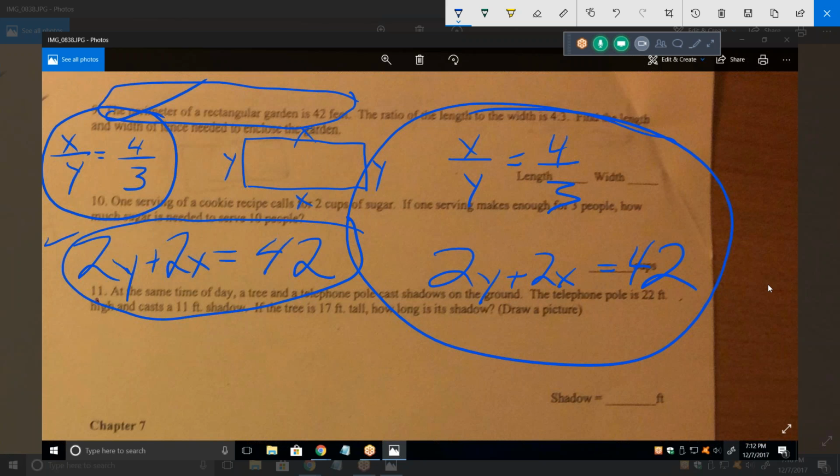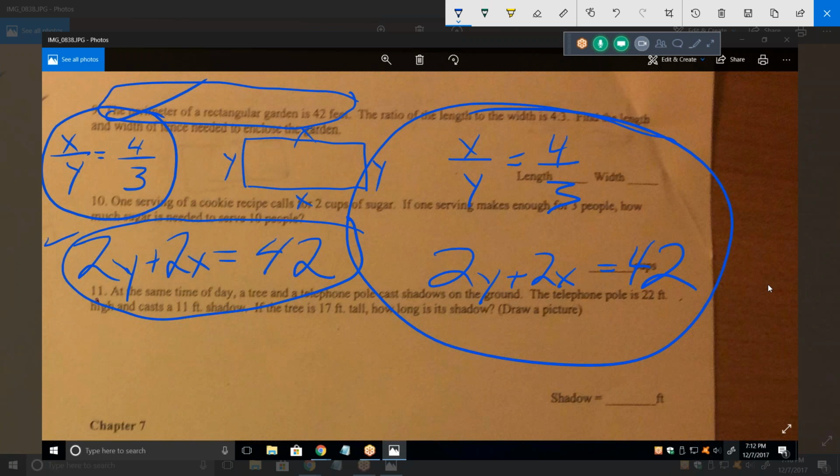There's two methods to solve a system of equations: substitution and elimination. This one doesn't lend itself to elimination very well, but it does lend itself to substitution. But in order to use substitution, you got to have one of the equations solved for one of the variables. So let's solve the top equation for x.